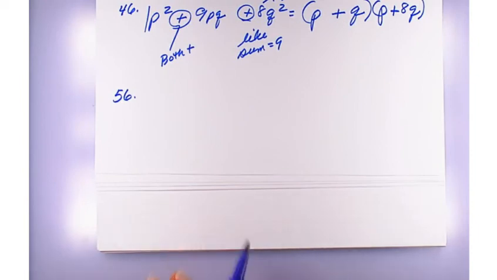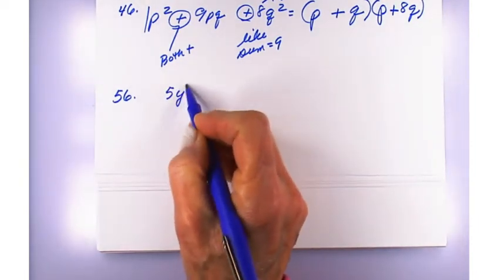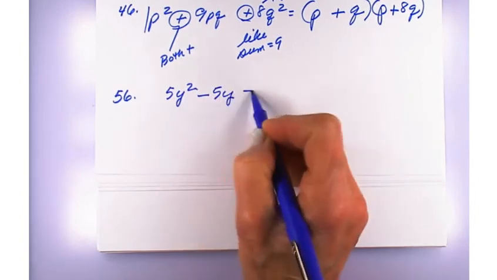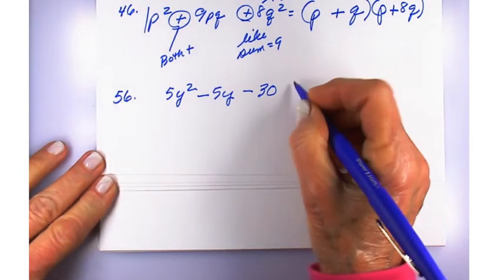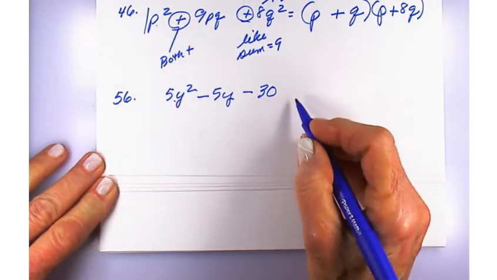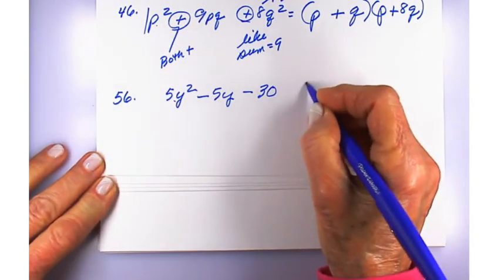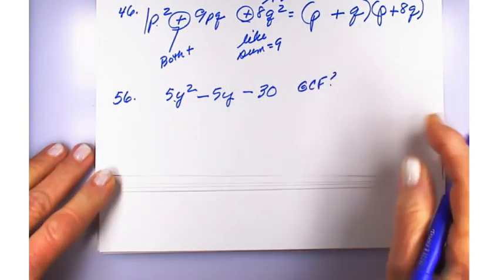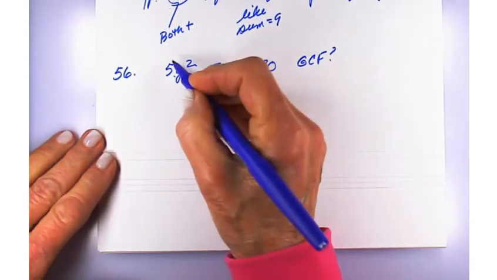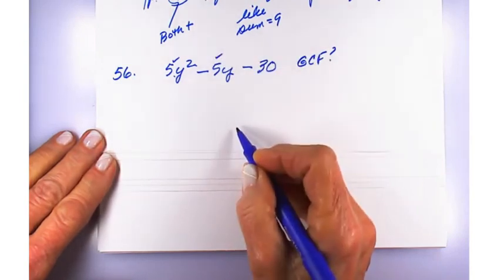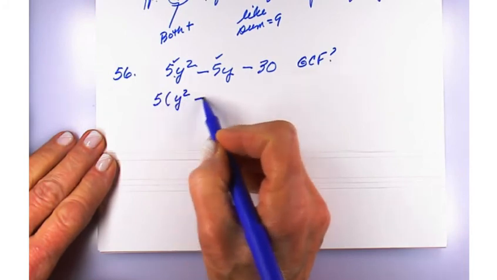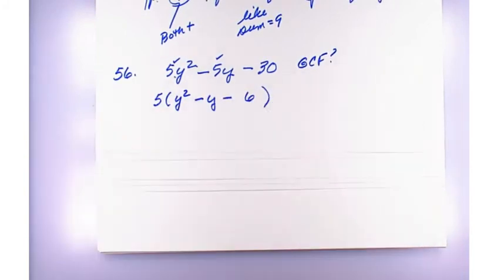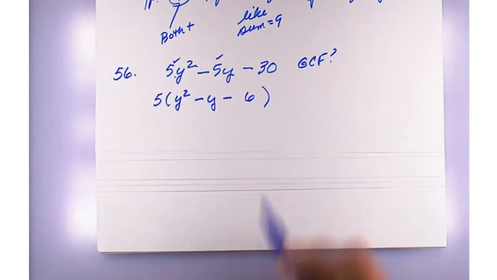Looking at 56, we have 5y squared minus 5y minus 30. So the first thing we should ask ourselves, because this lead coefficient isn't a 1, is: do I have a GCF? Is there a GCF present? So we have a 5, and 5 goes into 30. So step 1 is to factor out my greatest common factor. 5 into 30 goes 6.